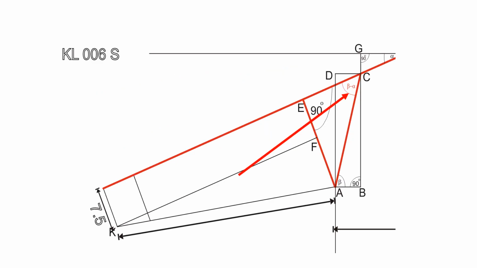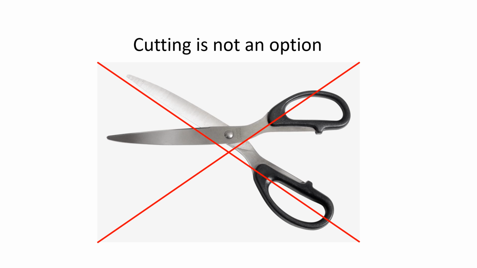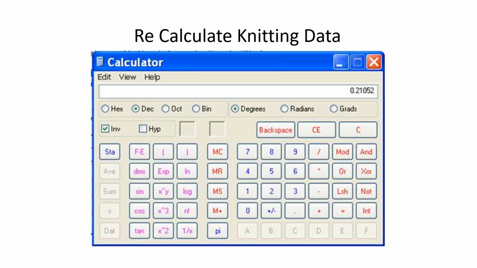This is the reason why it is necessary to understand the geometry of a fully fashioned garment. If this angle is not right, the garment may get stitched, but will not look good and will also not fit well. Also please note, this is a fully fashioned garment we are talking about, and we cannot make corrections by cutting it, but we have to do the knitting calculations all over again, and we have to re-knit the panels once more.